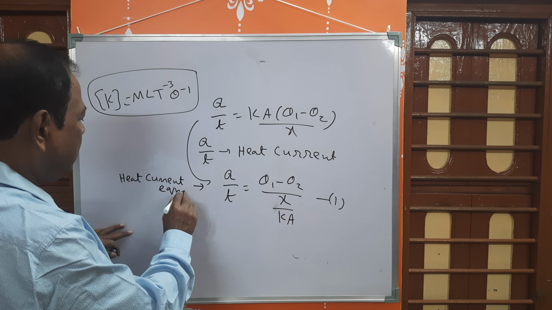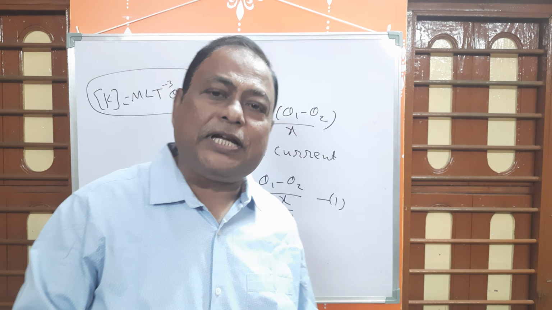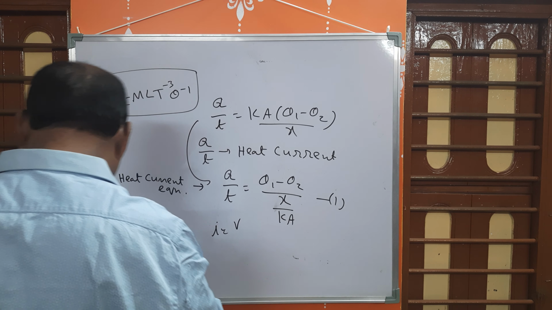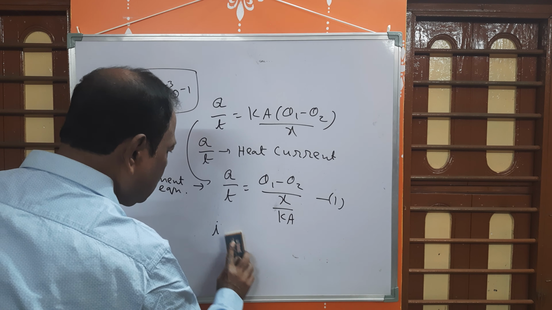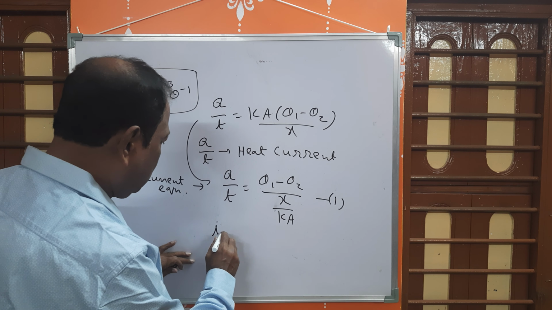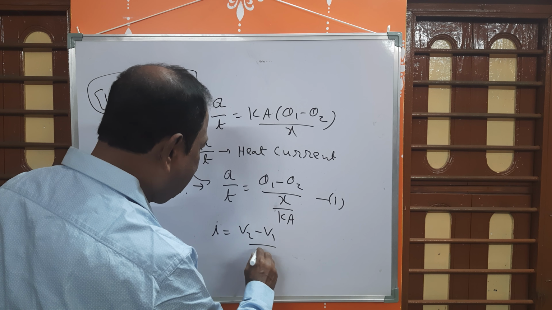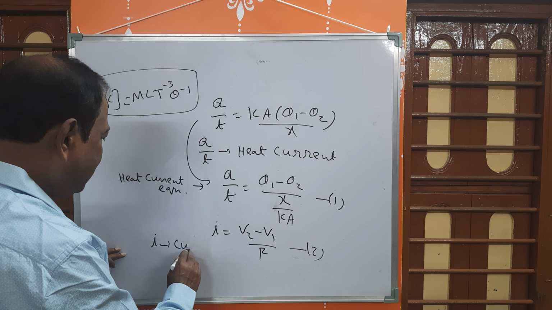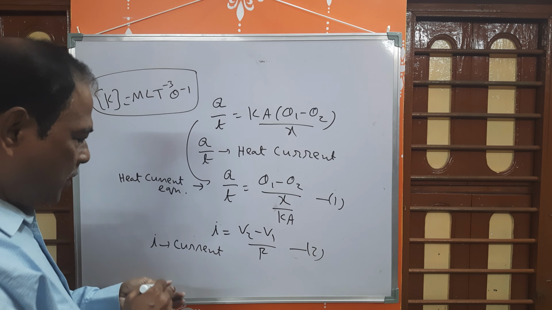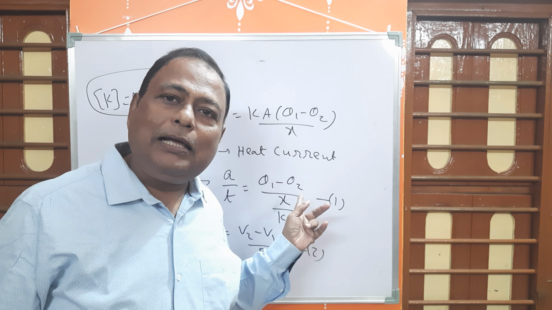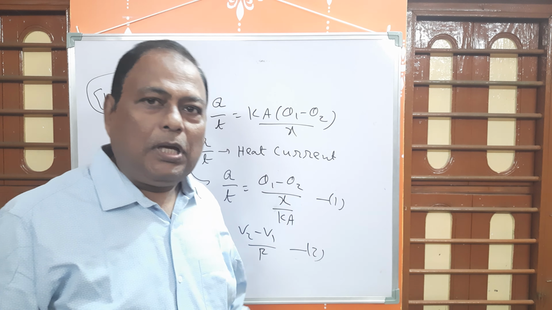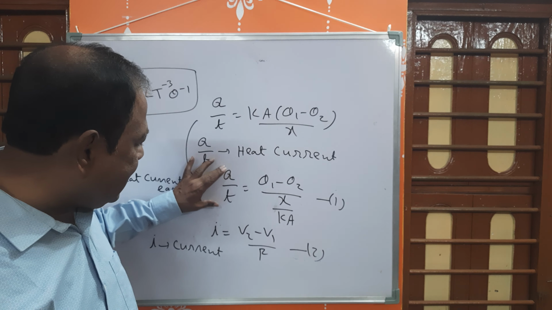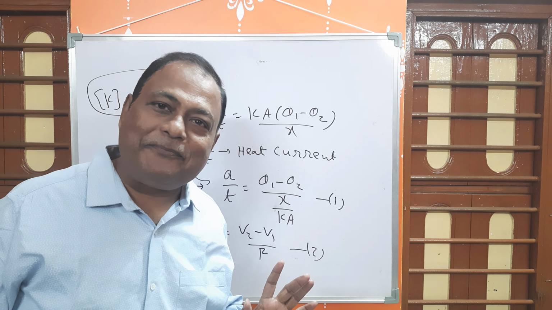But you know the current flow equation is what? I is equal to (V2 minus V1) by R. That is equation number 2. What is I? I is the current. This is the current flow equation and that is the heat flow equation. Now, this Q by t, that is the rate of heat flow, and this I, these two are similar.